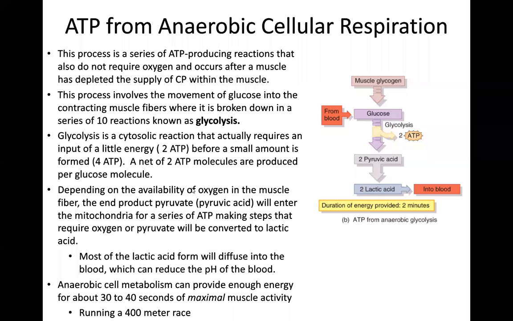Depending on the availability of oxygen in the muscle fiber, you can either use that pyruvic acid and throw it into the mitochondria, because this takes place outside the mitochondria. That process is what we would prefer to do. And that's where we're going to end up using oxygen and making a lot more ATP. But if we don't have enough oxygen in our muscle fibers, and so we'd say we have anaerobic conditions, we're going to take that pyruvic acid and convert it into lactic acid.